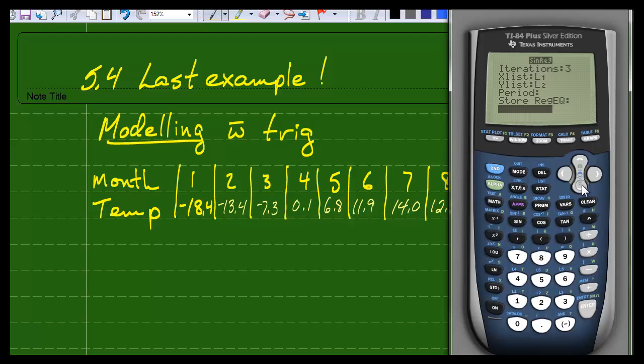And let's go down to calculate. That's a little different than what you'll see on your calculators. So sin reg, and there we go. So you've got a sinusoidal regression equation. It's going to look a little different when you do it on yours. Okay, I'm just a little surprised here.